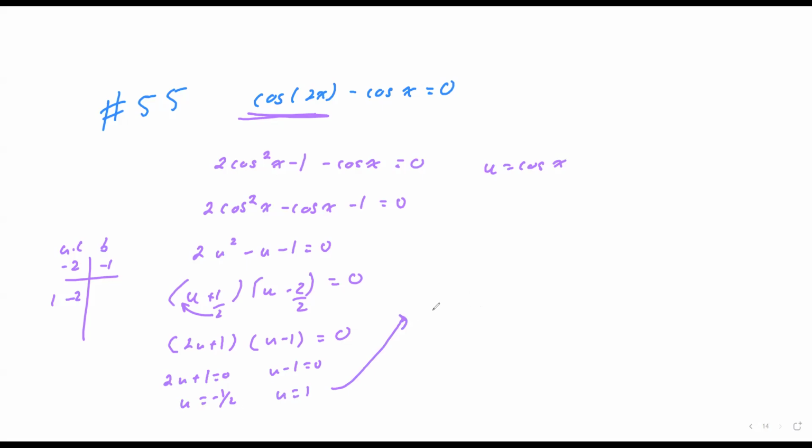Bring your work over here. So this will now be cosine x equals negative 1/2, and cosine x equals 1. All right, so again, unit circle. Cosine is negative on the left side, and that happens furthest from the x-axis. So that's going to happen here and here. So that would be x equals 2 pi thirds, and then this is 4 pi thirds. And then cosine x equals 1 right here. So this will be x equals 0. So there's your answers.